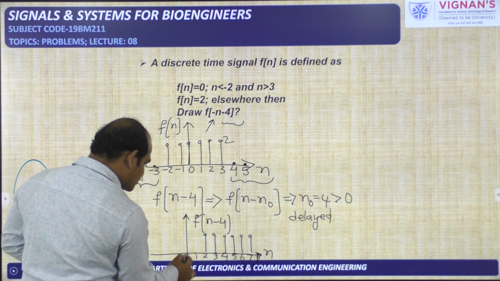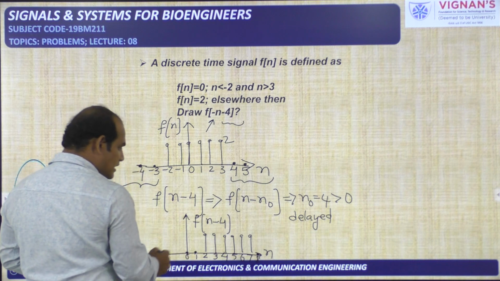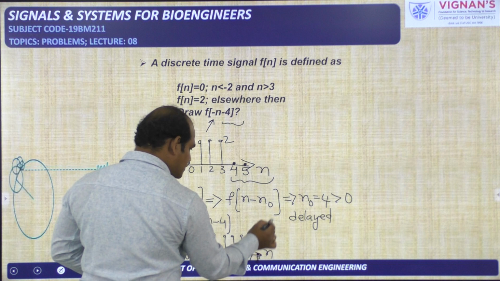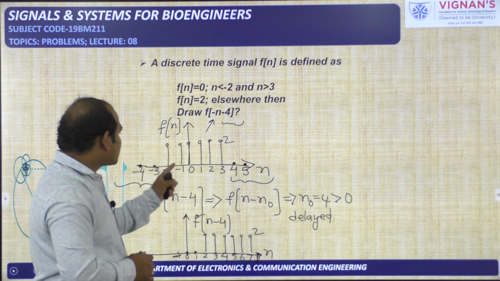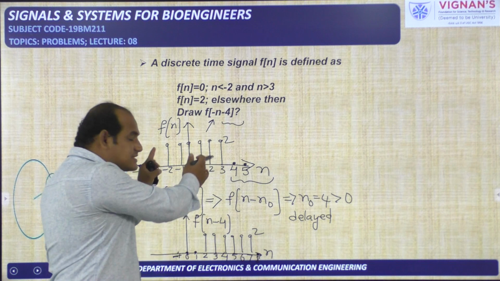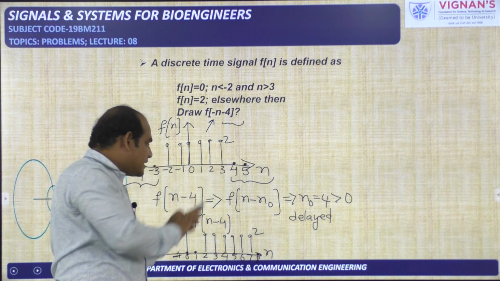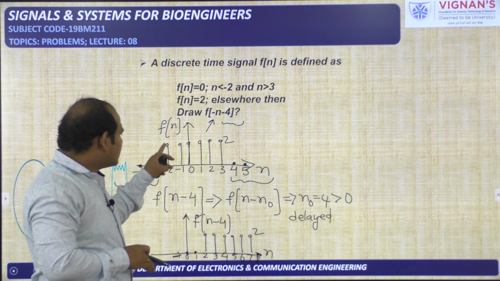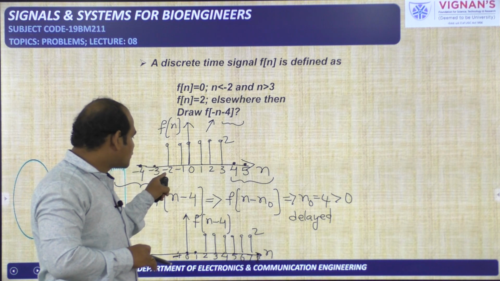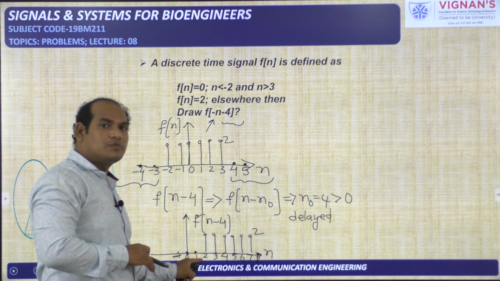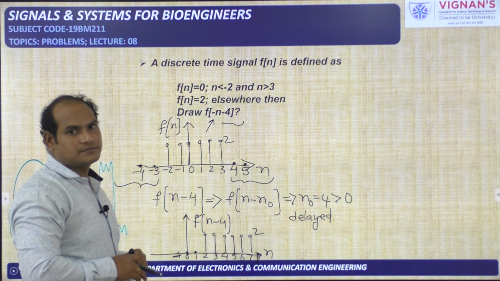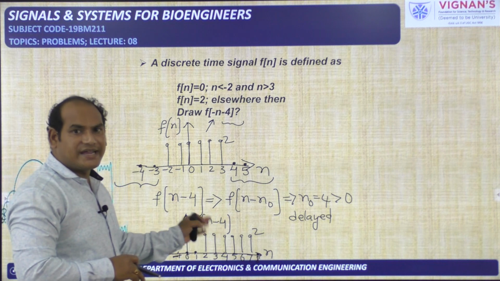Those zeros will also be shifted like this, and here also zeros are there. Here the amplitude is 2. How many samples are there? 1, 2, 3, 4, 5, 6. Here also 6 samples. These 6 samples have been shifted to the right side by 4. You see, this signal starts at n is equal to -2, and here the signal starts at n is equal to +2. That means the signal has been shifted to the right side by 4. So this is f of n minus 4.